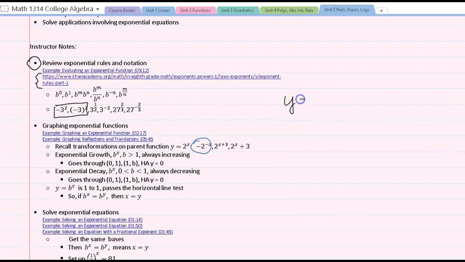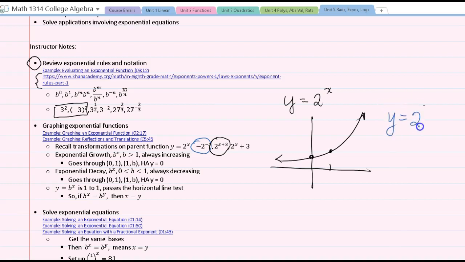So our parent function again was 2 to the x, and we saw that it would look like this. We know this point is (0, 1). We know this point here is (1, 2). Alright, so let's take a look at what the x plus 3 does. So I'm going to put that in blue. So we're going to have y is equal to 2 to the x plus 3. Again, notice that it's inside with the x. So this is going to be a horizontal shift 3 units to the left.